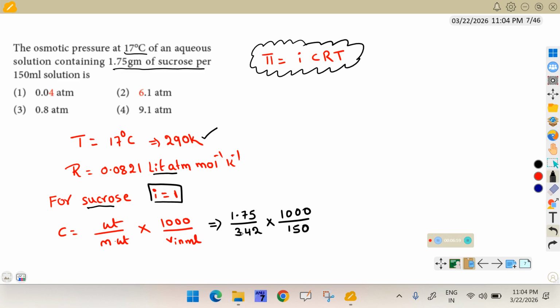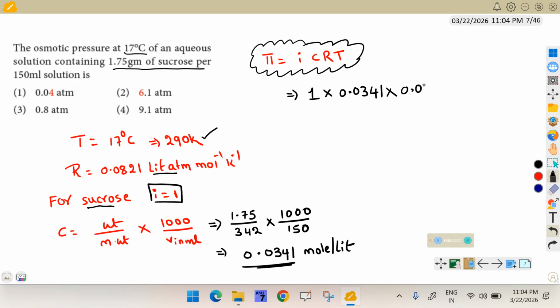Simplify, then you will get 0.0341 mole per liter concentration. Substitute the values: i value 1, concentration 0.0341, R value 0.0821, into temperature 290 kelvins. Simplify. You will get 0.811 atmosphere. Third option is correct.